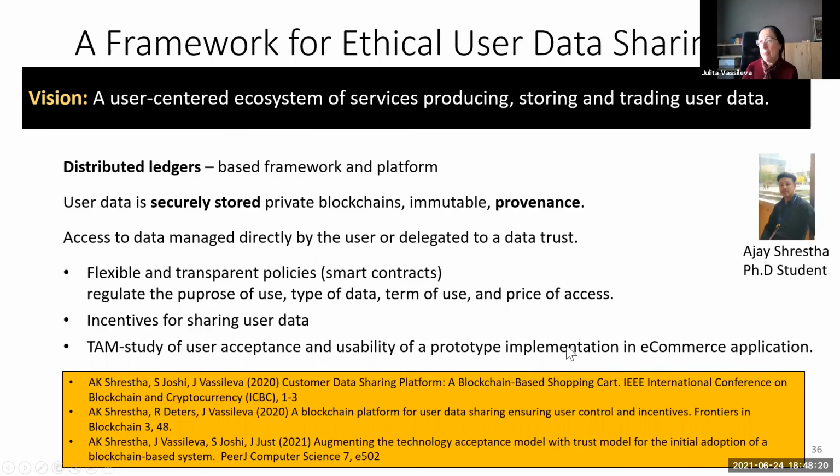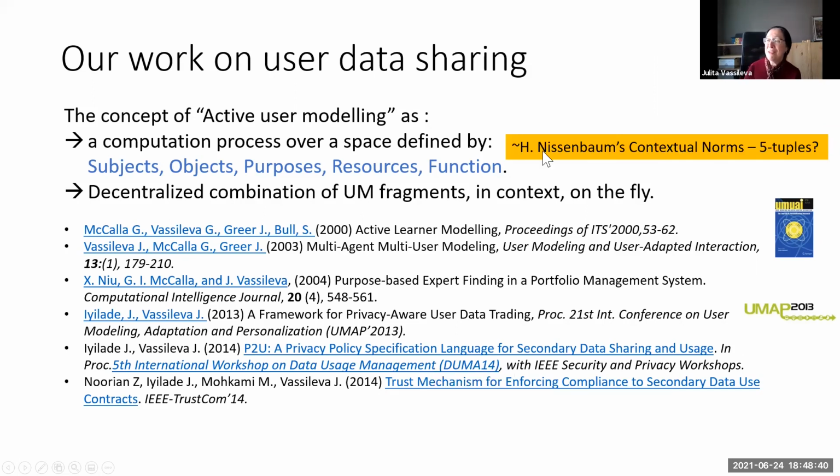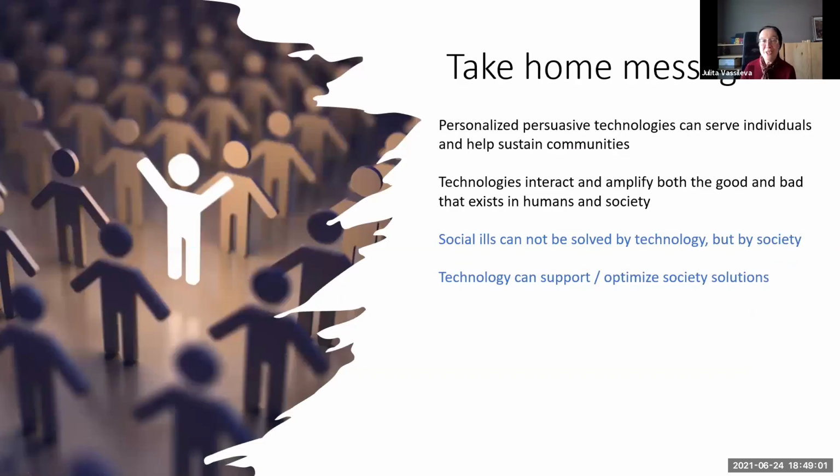This is based on very old work on user model sharing, dating back to 2000, work which we did with Jim and Gord, and a whole trace of different papers. But I'm not, of course, going to talk about this. It just struck me that the first keynote speaker's contextual norm 5-tuples pretty much match the computational process of active user modeling, which we defined back in 2000. A curiosity. So, take-home messages.